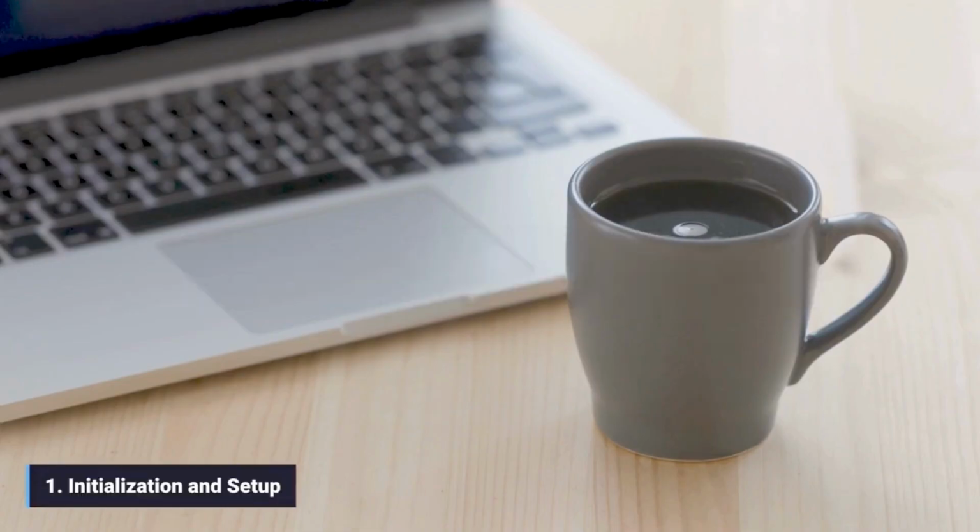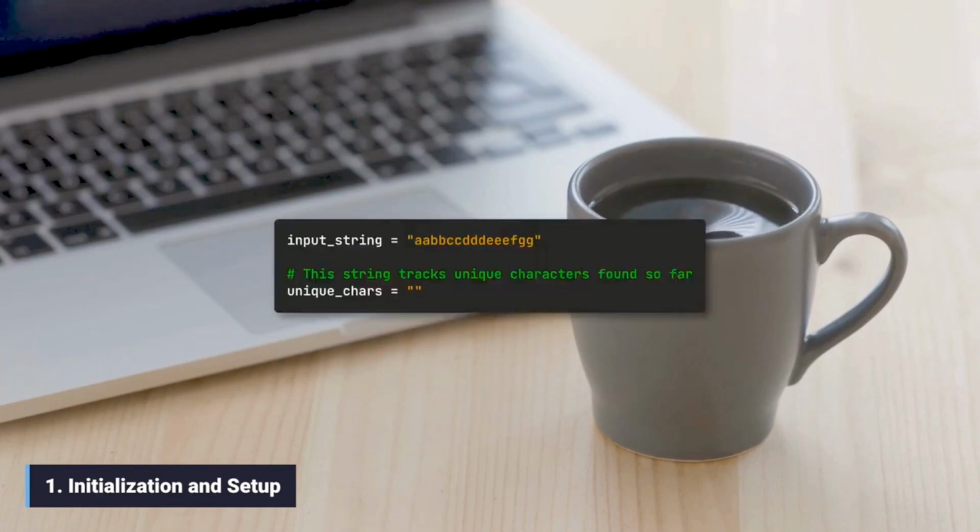1. Initialization and setup. We start with our input string, which contains repeated characters. The core of this solution is the empty string, unique_chars, which will serve as both our result and our historical record of characters already added.